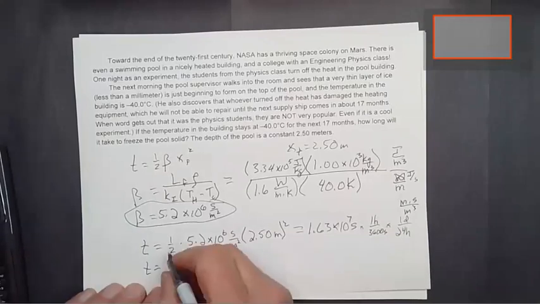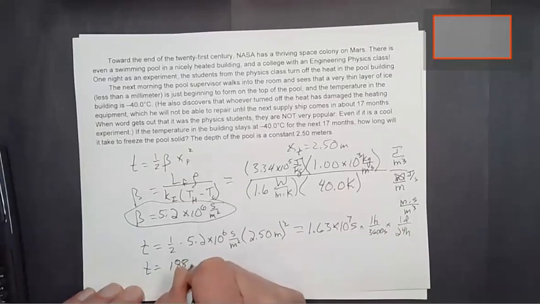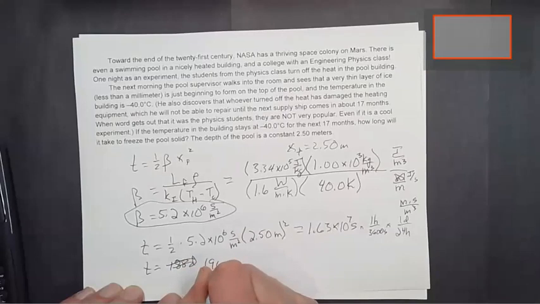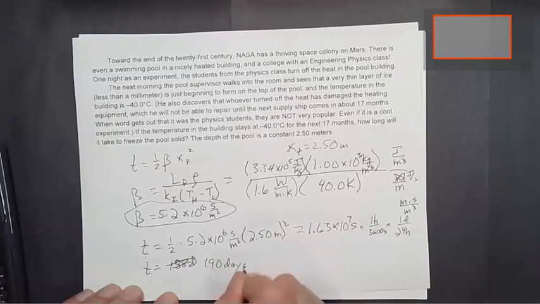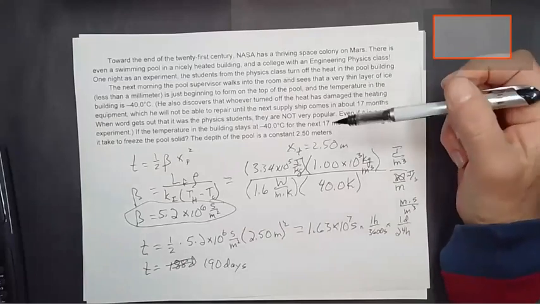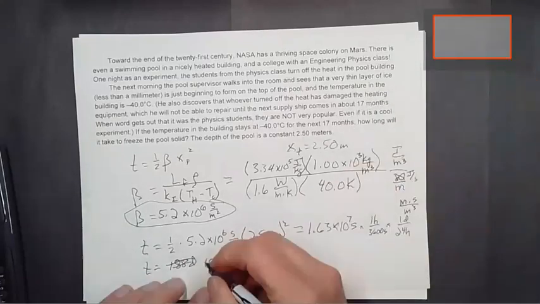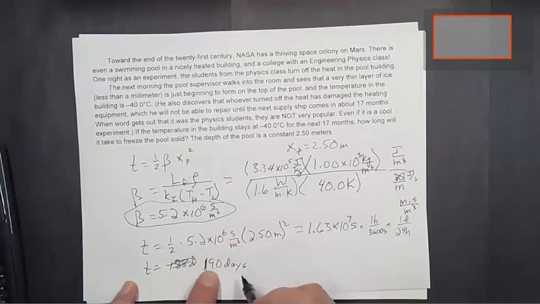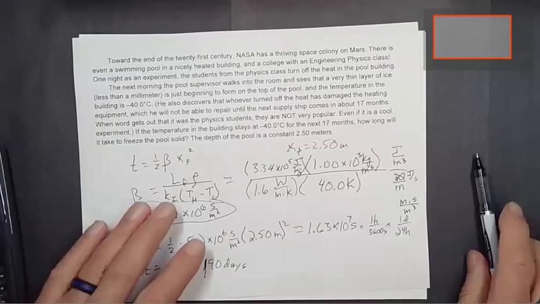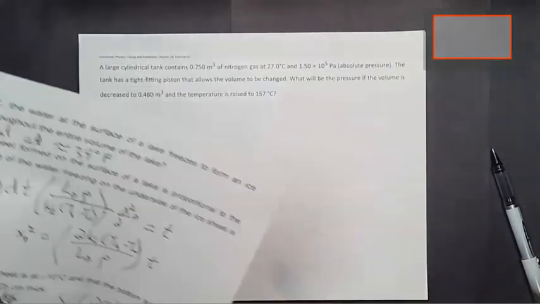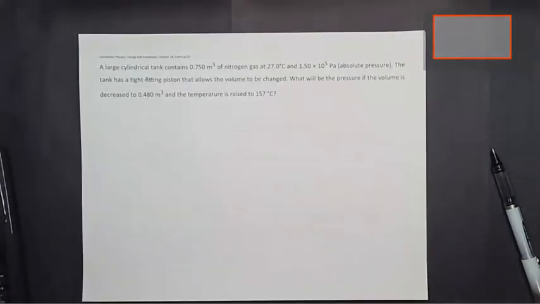okay, wouldn't be all that long, actually. Well, let's say 190 days. So that pool is going to be a solid chunk of ice long before the 17 months are up. So it's only going to take a bit over 6 months to freeze that thing solid. Huh, that's not going to be easy to melt either. Better resort to other. Anyway, there's another one of those examples. And hopefully that'll be enough to get you going on that problem 6 on the homework.